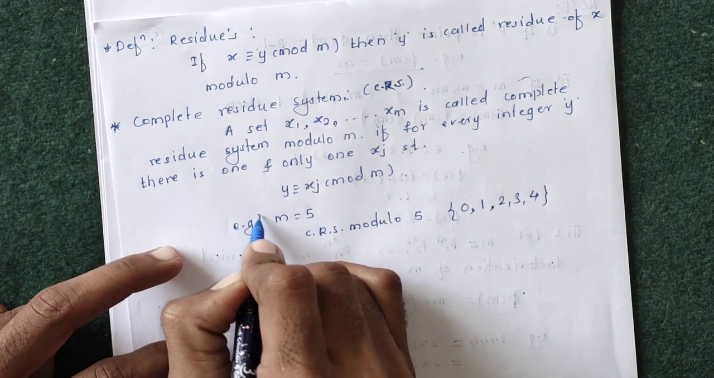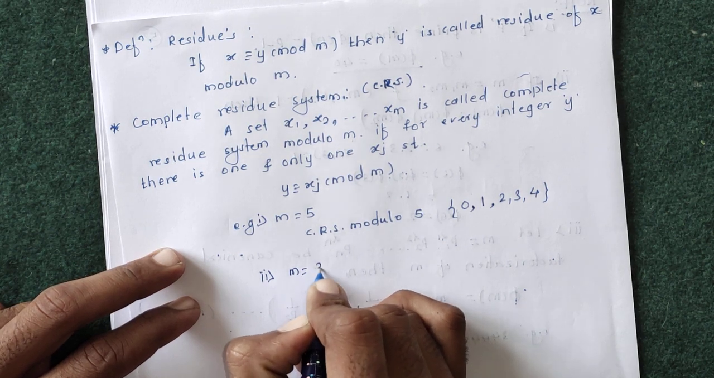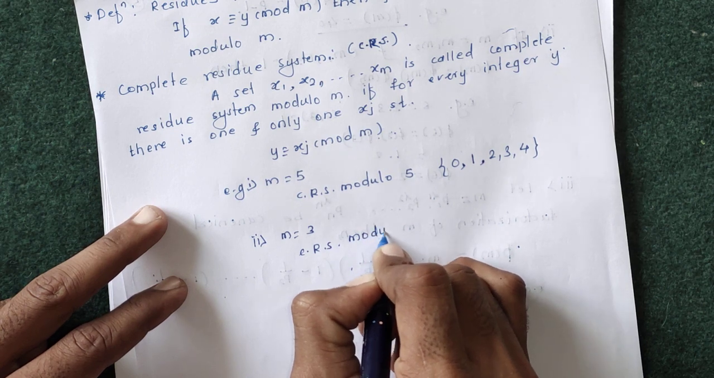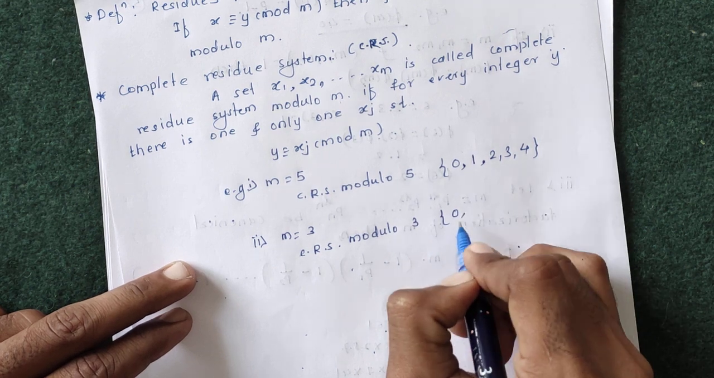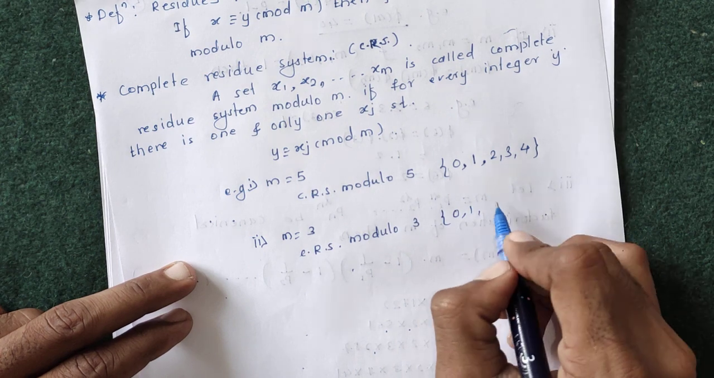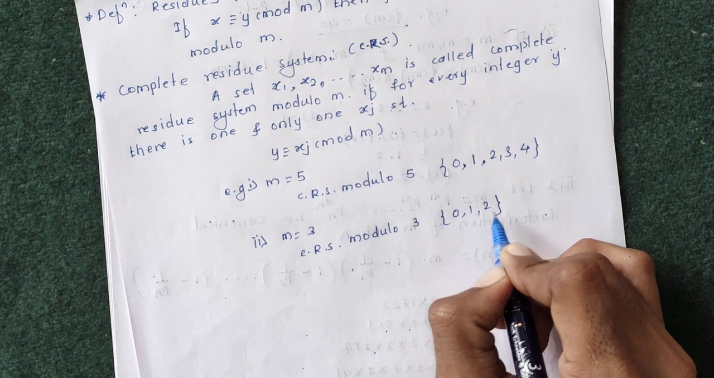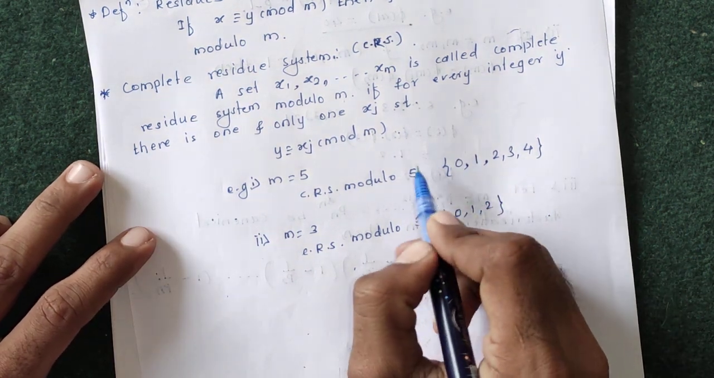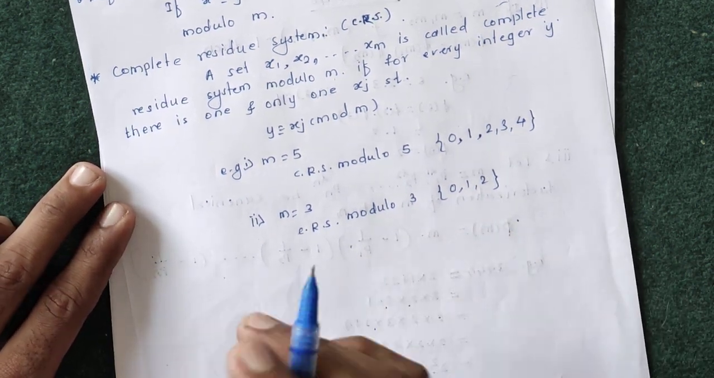For the second example, m is equal to 3. The C.R.S. modulo 3 is 0, since we divide 3 by 3 and get remainder 0. 4 by 3 gives remainder 1. 5 by 3 gives remainder 2. 6 by 3 gives remainder 0. So this is the C.R.S. modulo 3. So the integers less than m form a C.R.S. modulo that number m.